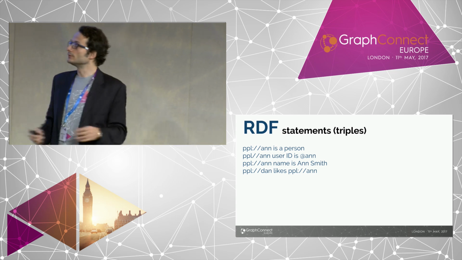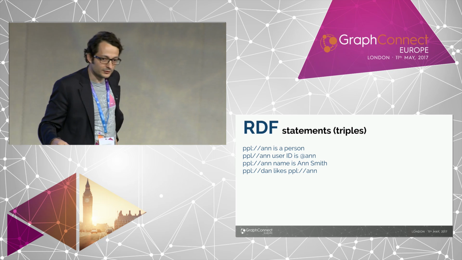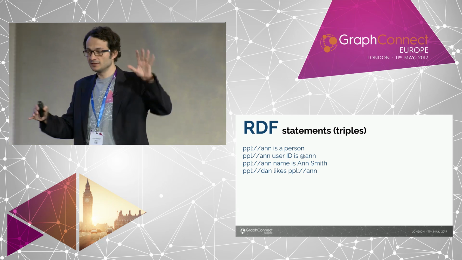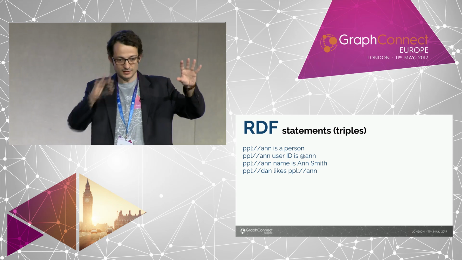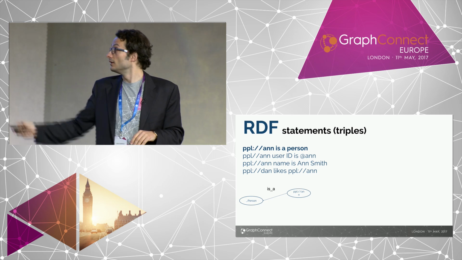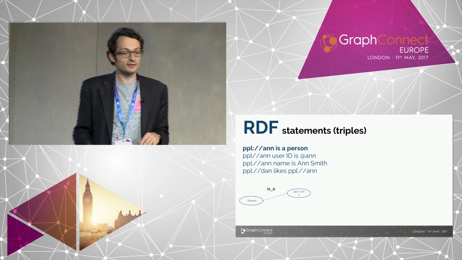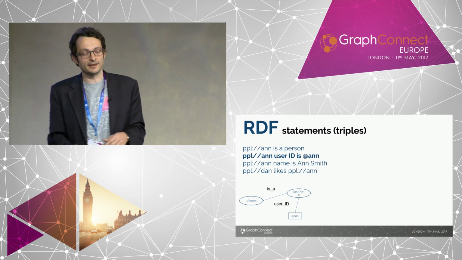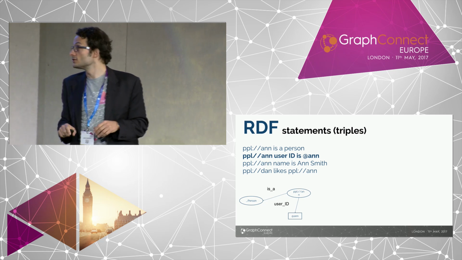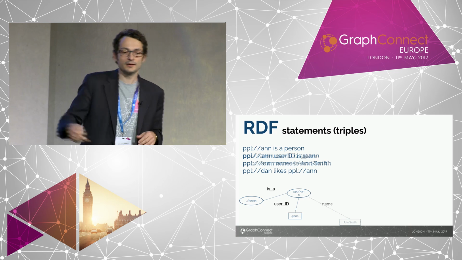So I'm describing a person that I identify with this URL, people/Anne, and I say that she's a person. We're stating that this resource, this thing, is a person. That's a fragment of my graph. I'm also saying that she has a user ID that's @Anne. So I'm adding another statement, another triple, another assertion about the same resource, and I'm starting to build another edge to the graph, and so on and so forth.